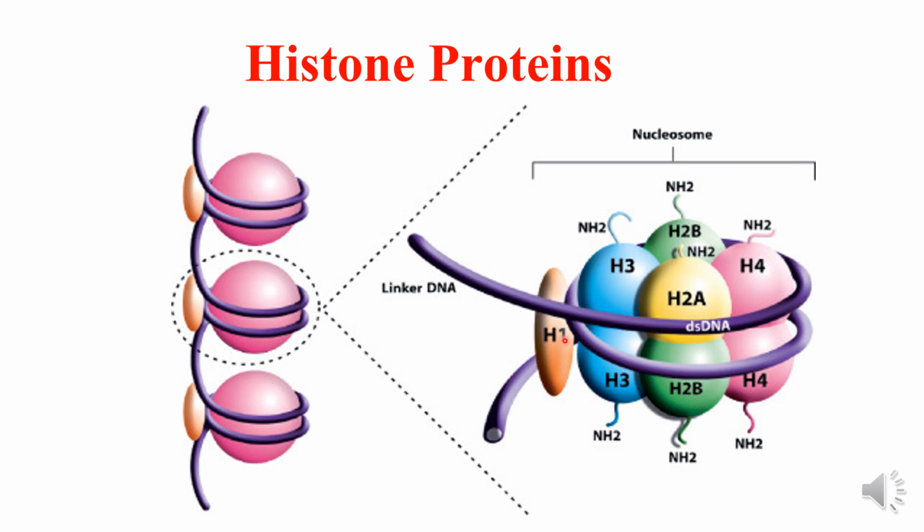These histone proteins are made up of some basic amino acids like arginine and lysine. Arginine is a hydrophilic amino acid that loves water, and lysine is the most basic amino acid. So DNA is a highly negatively charged molecule due to the large number of phosphate groups present, and the histones are highly positively charged proteins because of arginine and lysine, and they neutralize the negative charge of the DNA.